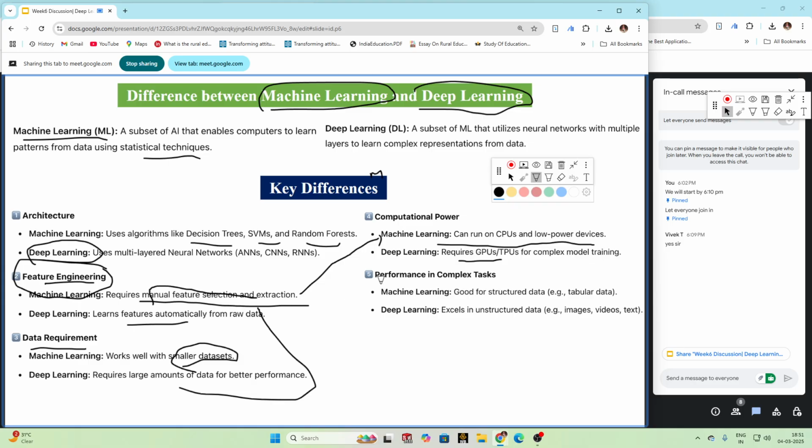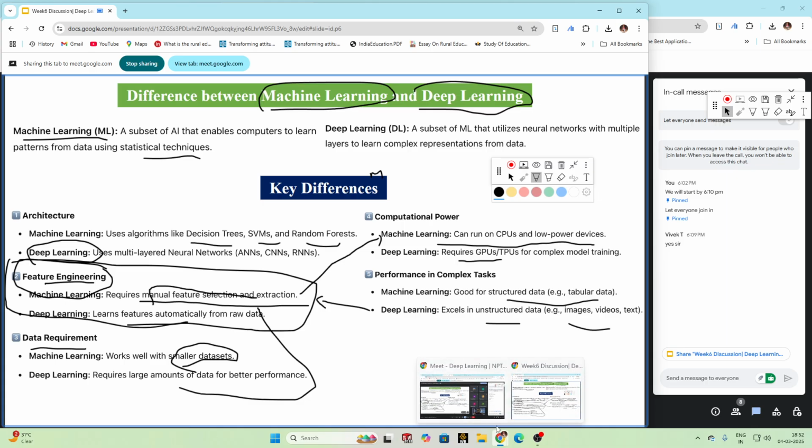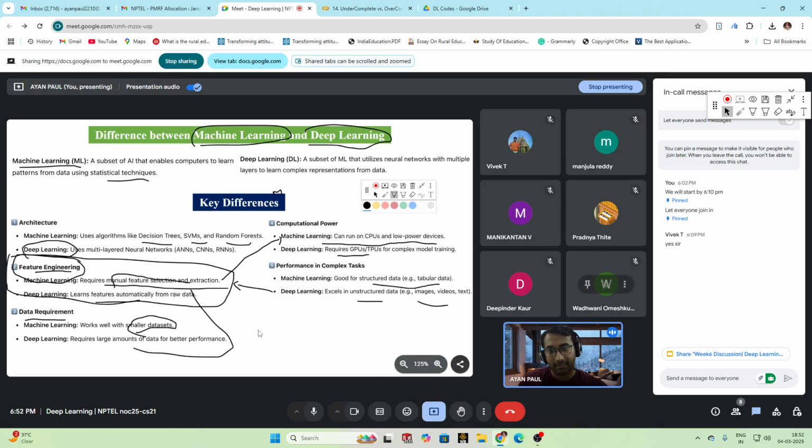Okay. Now performance in complex tasks: machine learning is good for structured or tabular data. Deep learning also works for unstructured data, for example image, video, text, etc. This is again related to this point. So this is the very main point: machine learning requires manual feature selection and extraction, but deep learning learns features automatically from the raw data. This is the main difference between machine learning and deep learning. Okay, is this clear to all of you? This can always be asked as a short question.